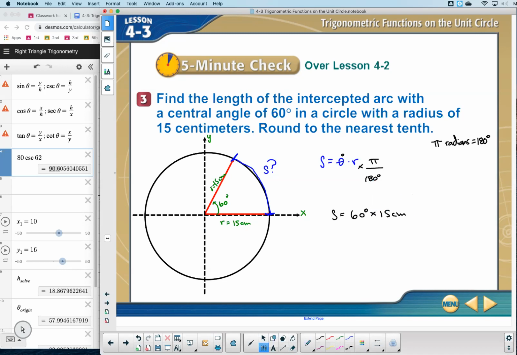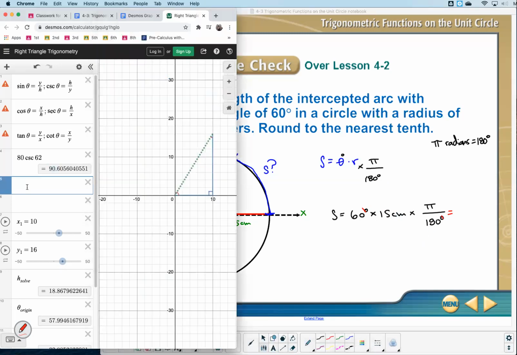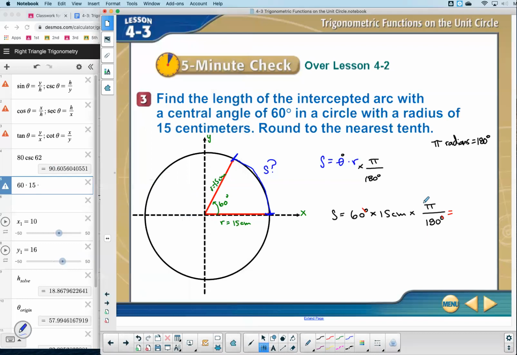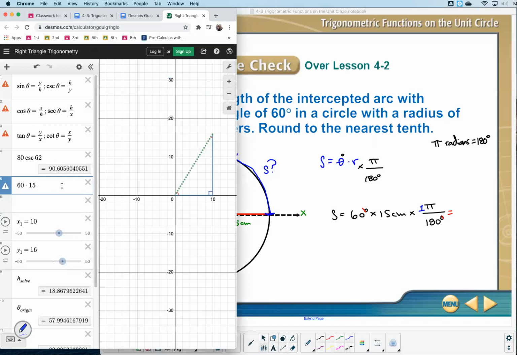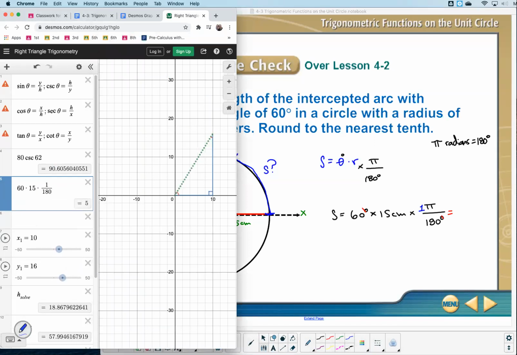times, let me just use all x's, it'll be easier, pi over 180 degrees. The degree symbols would cancel each other out, and we'll see our unit's going to be in centimeters now. So I come over to my calculator. I'm going to type in 60 times 15 times, and the first time around, this is just 1 pi here. I'm going to get an answer in terms of pi, like we often do in calculus, and then I'll also round it. So I'm going to do it as 1 over 180.